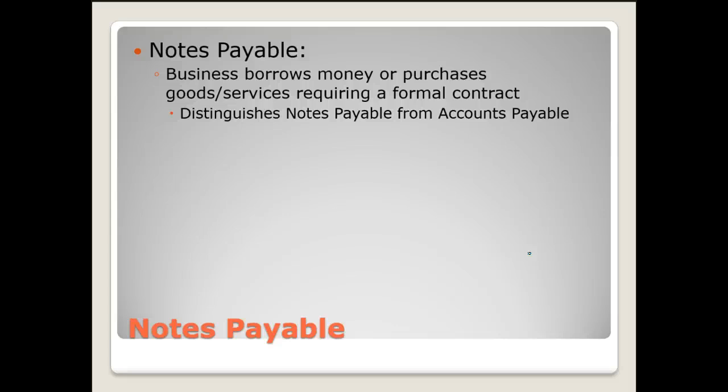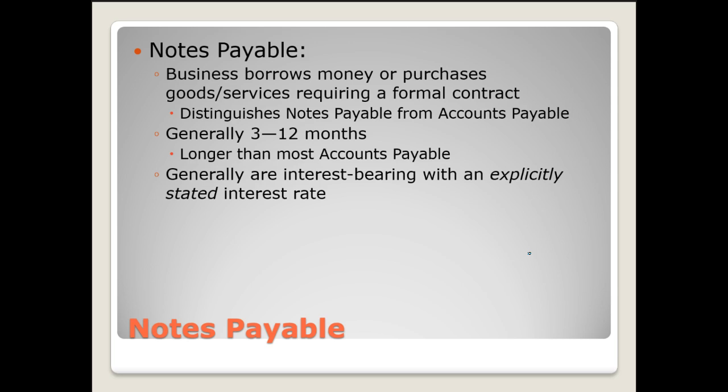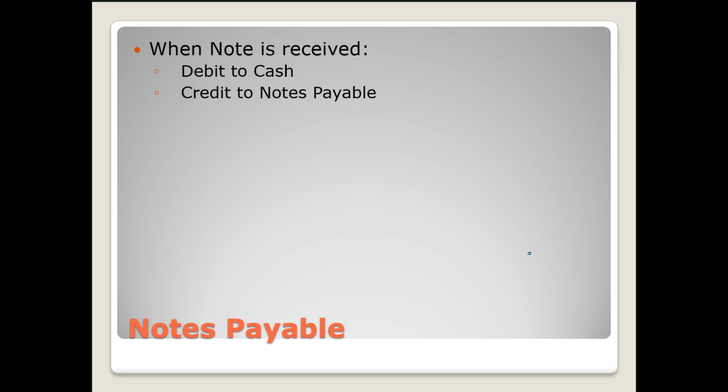back one of its suppliers, in which case the accounts payable turns into a notes payable, and interest is probably going to be due. So a notes payable is different from accounts payable in that normally it is longer than the usual 30 to 60 day pay period of an accounts payable, and notes payable generally accrue interest. So when the note is received, there would be a debit to cash and a credit to notes payable if it's a note from a bank.